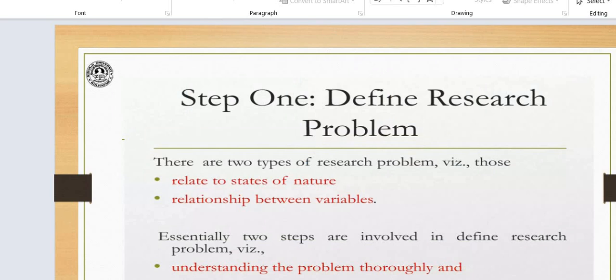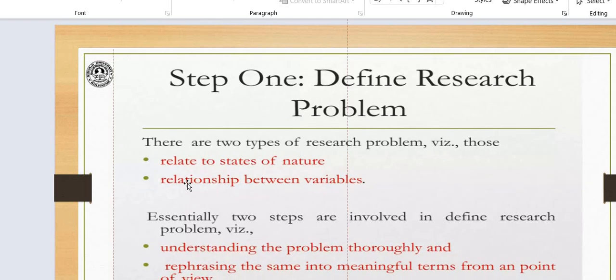Next, step 1, briefly we are going to introduce it. In step 1, we are defining the research problem. There are two types of research problem: those that relate to the state of nature and those that relate to the relationship between variables. Especially, two steps are involved in defining the research problem. The first is understanding the problem thoroughly and rephrasing the same into meaningful terms from any point of view.